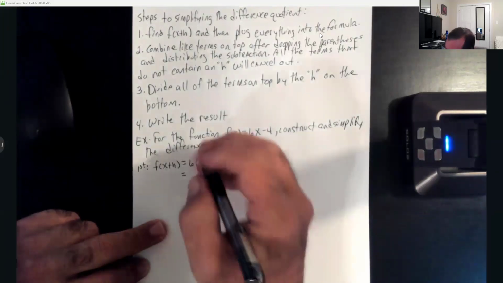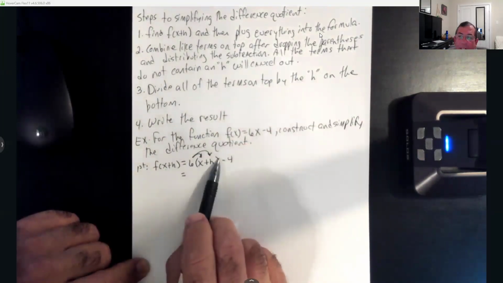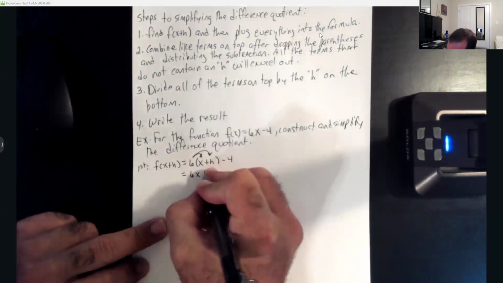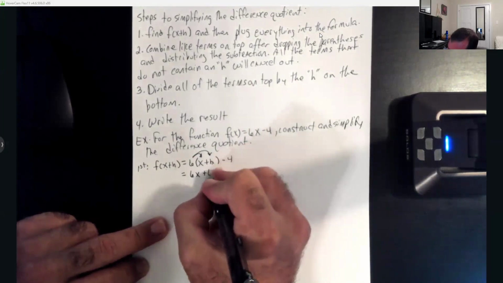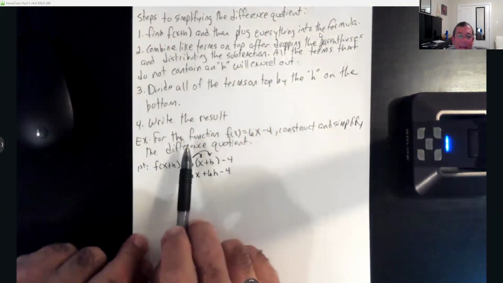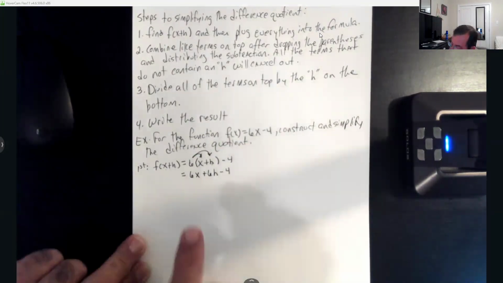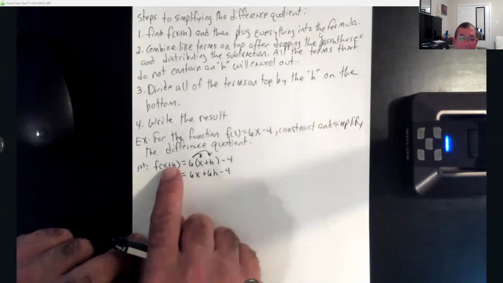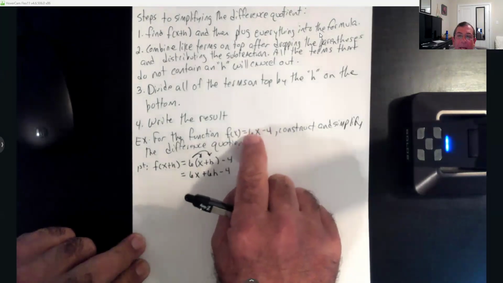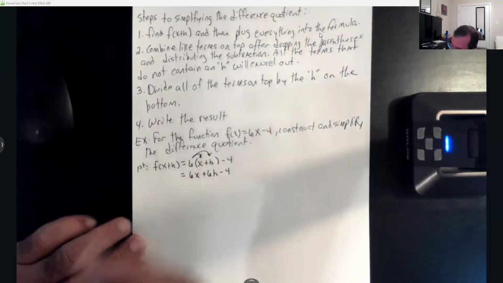To simplify this one, we're going to get rid of the parentheses by distributing our 6. So 6 times x is 6x plus 6 times h is 6h. And then at the end is my minus 4. Now, I didn't have to distribute the 6 to the 4 because it wasn't inside those parentheses, okay? But this here is f of x plus h. So now I have f of x plus h and I have f of x. We'll put that into our formula and then divide by h.